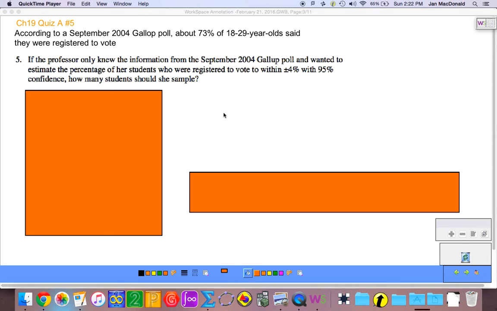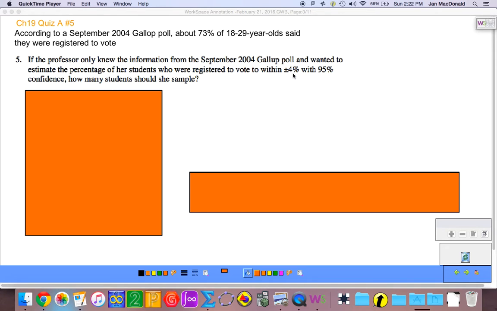Question 5. If the professor only knew the information about the September 2004 Gallup poll and wanted to estimate the percentage of her students who were registered to vote to within plus or minus 4% with 95% confidence, how many students should she sample? So now we're looking for a new N, a number of students that she should be sampling. Okay, so what information do we have here?